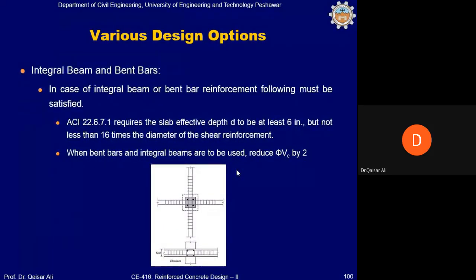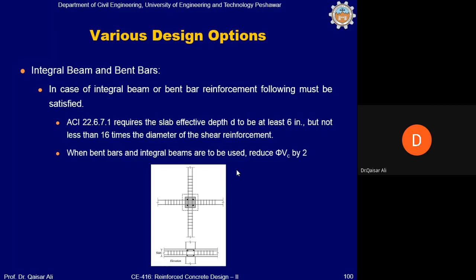Integral beam and bent bars. If integral beam and bent bars are provided, there are again two requirements of the ACI code which must be fulfilled. One of the requirements is on the slab thickness. The integral beam and bent bars cannot be provided if the effective depth of the slab is less than 6 inches, which means if the overall thickness of the slab is less than around 7 inches, then the integral beam and bent bars cannot be provided.